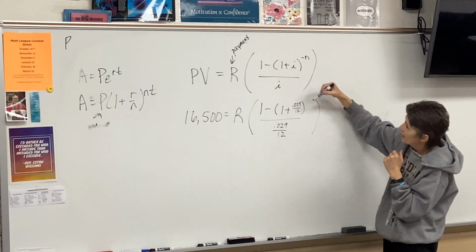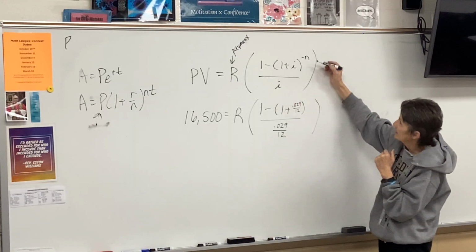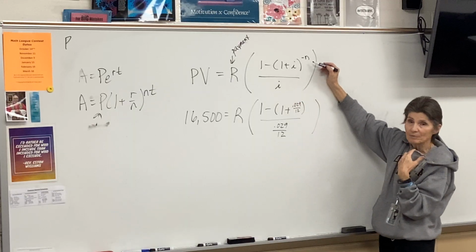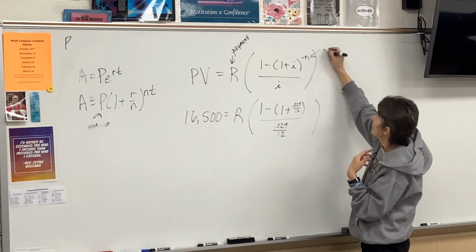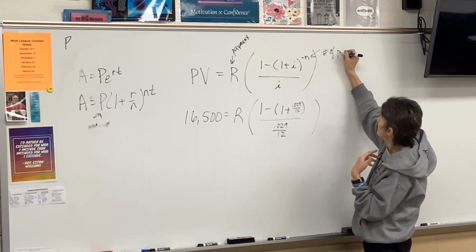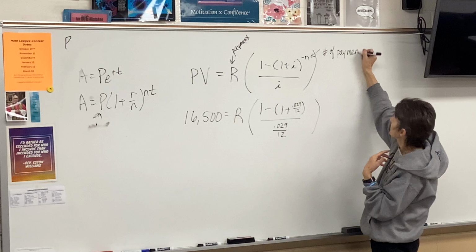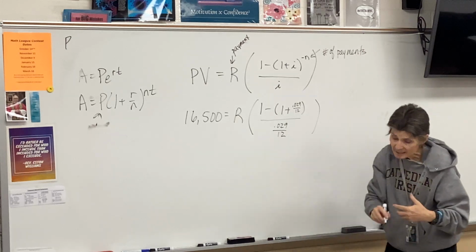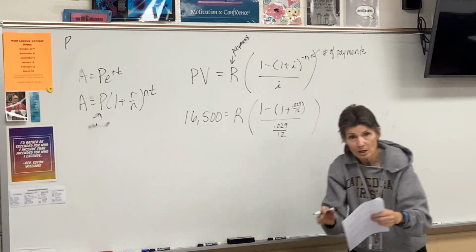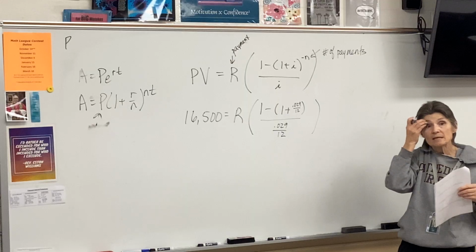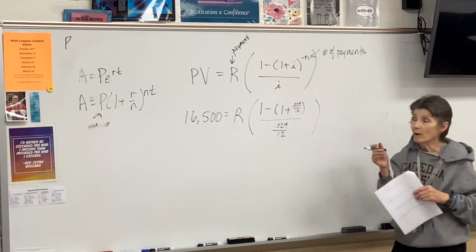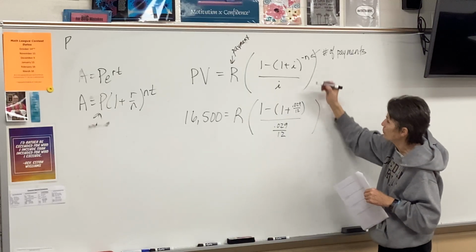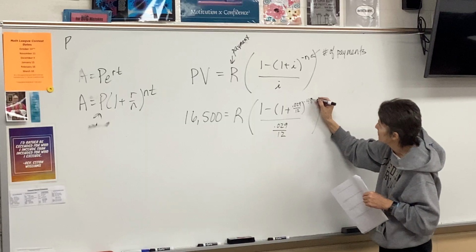And now I got to raise this parentheses right here to the negative n. N is the number of payments. So this is a 4-year loan, monthly payments. So n is 48, or in this formula, negative 48.